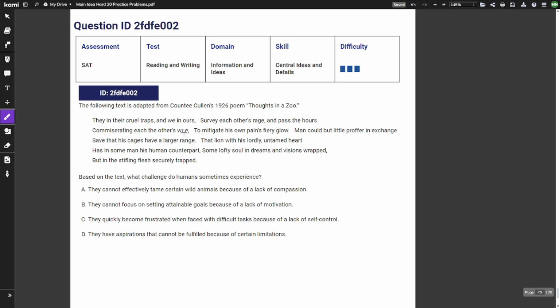Question number 20. And before you start reading, I just want to point out that you're going to read like this, and then this, and so on and so forth. So feel free to pause and read. Alright, so here the question is asking us, what challenge do humans sometimes experience?